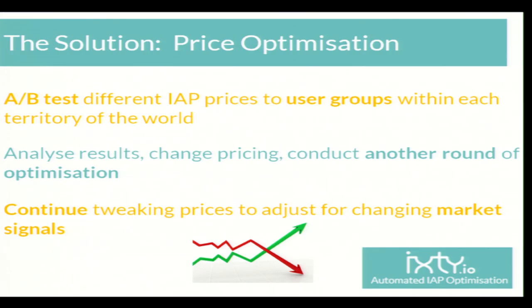So the solution, that's what we're trying to work on in our company. The solution is price optimization. What you have to do is you have to A/B test different in-app purchase prices to different user groups within the same country at the same time. That's the crucial bit. You then analyze the results you get. You see which group was the winner, which one made the most money. You change your prices, and then you do the same thing again. You do another A/B test. You continue doing this. You continue tweaking prices to adjust for changing market conditions, whatever they are.